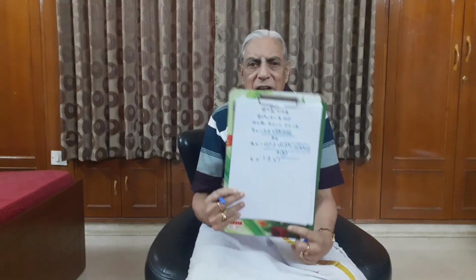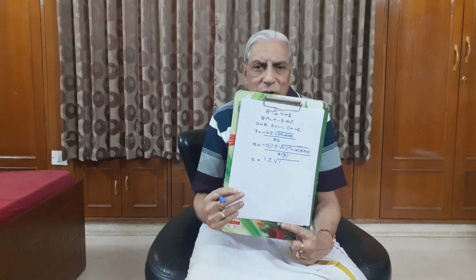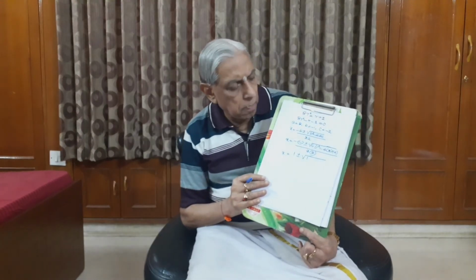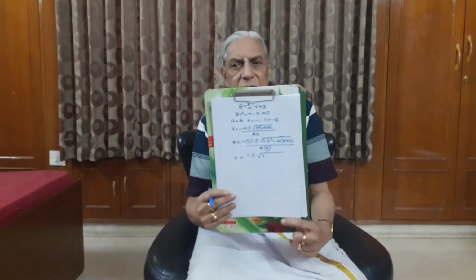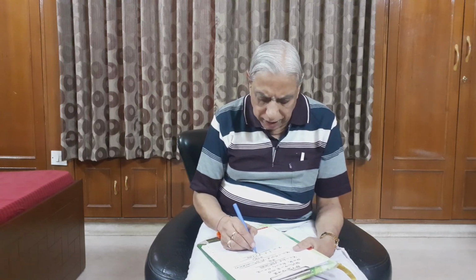Then once again 4ac, there are two negatives there, look. Minus 4 into 8 into minus 2. Suppose you multiply, what do you get? 4 into 8 is 32. 32 into 2 is 64. It is plus 64. It is not minus. Whole divided by 2 into 8 is 16.